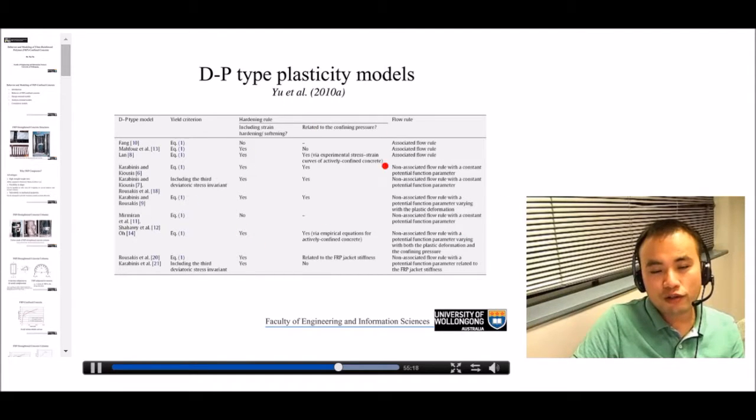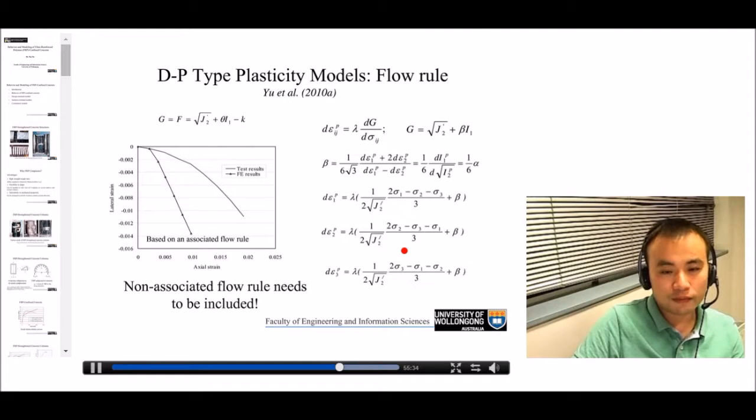Alright, now let's have a look at what existing studies have done. Some of them use associated flow rule, some of them use non-associated flow rule, and some of them further relate the flow rule to the confining pressure. Let's examine it one by one.